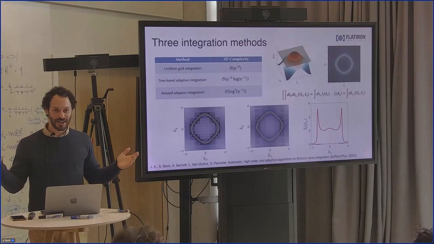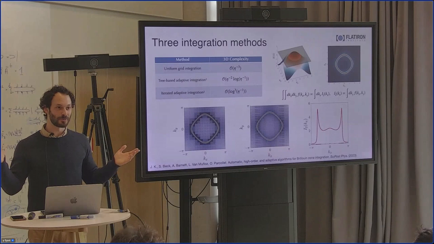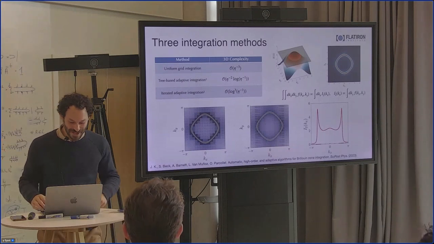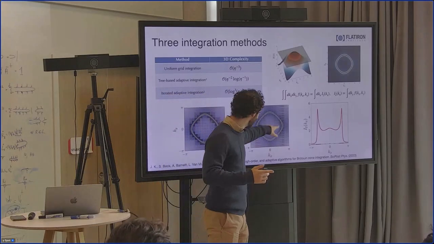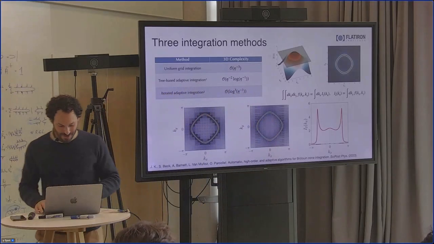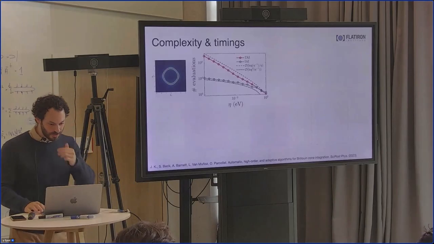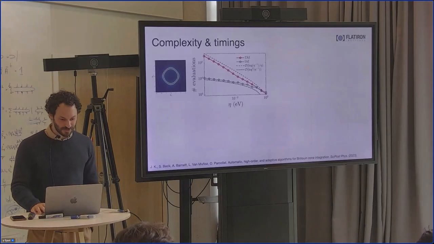Okay, so it turns out that the iterated adaptive integration is much better than the tree-based adaptive integration, which, I don't know, when we realized that as applied mathematicians, we were a little bit confused about why we didn't know that already. But these functions have a very particular structure. But that works, so we like computational complexity and timings.